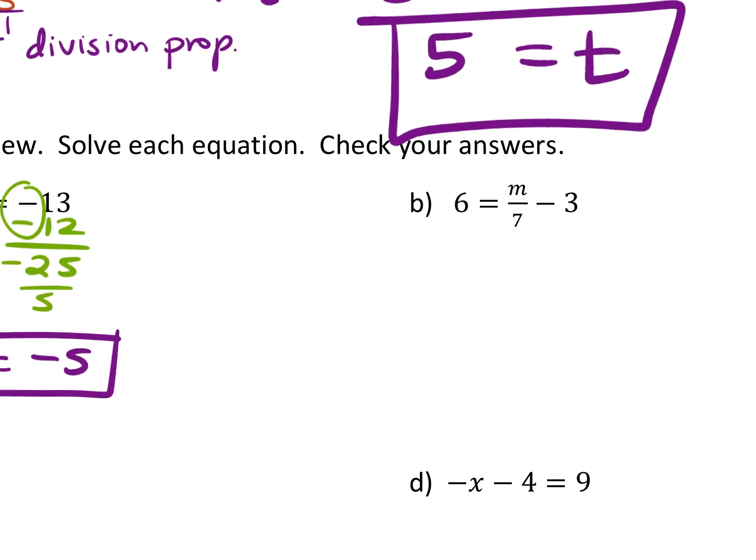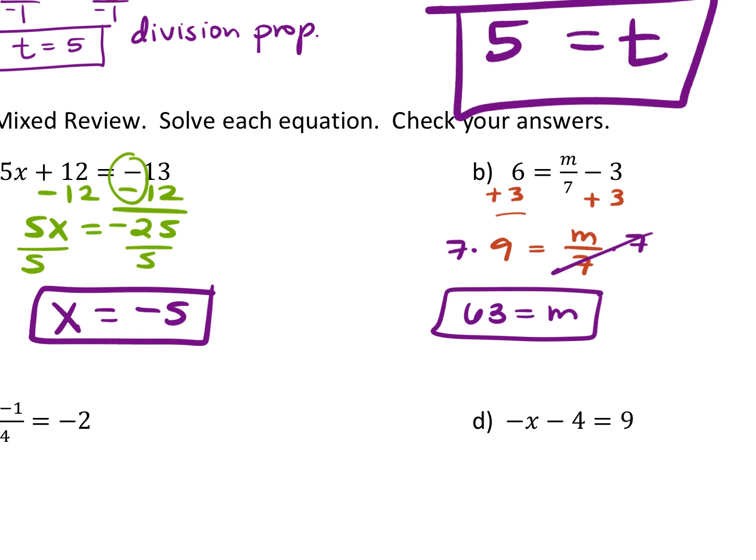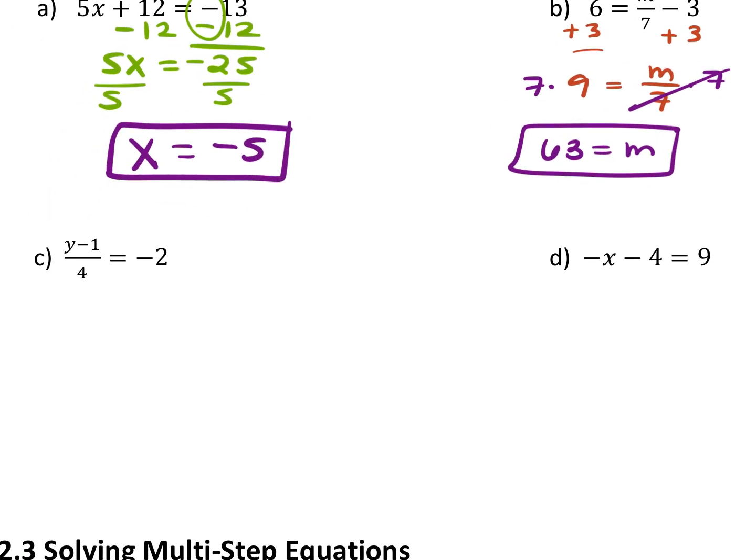Second one, what'd you do first? Add 3. So 9 equals m divided by 7. What's your next move? I multiply 7. Yep, then multiply by 7. This is 1. So 63 equals m. Is that what you got? Yeah. One person. Good.